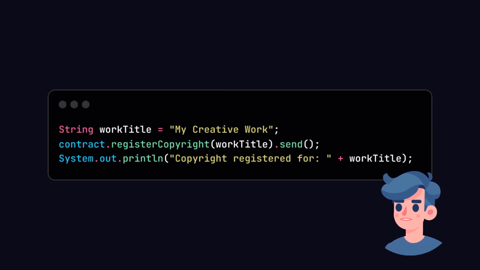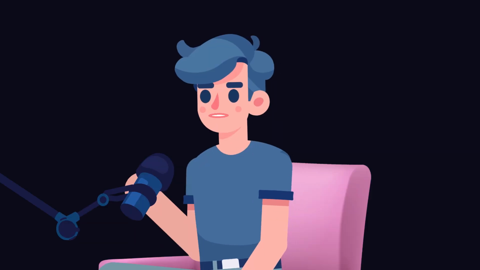Now, let's implement the functionality to register a copyright from our Java application. We will call the register copyright function of our smart contract. You've just seen how we can register copyrights on the blockchain. But what about proving ownership?